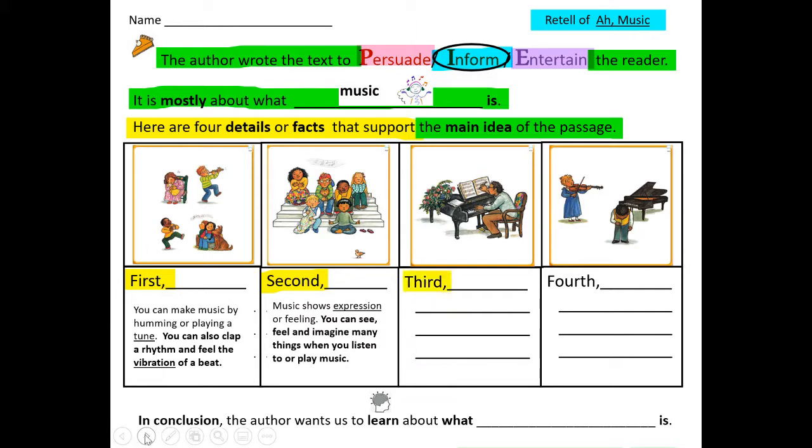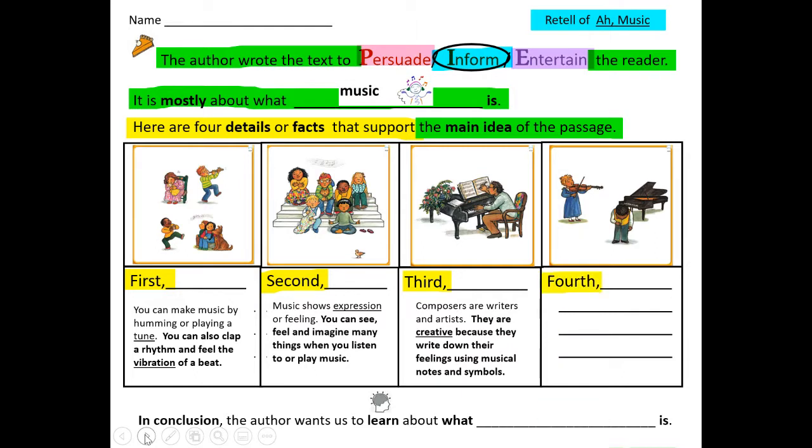Third, what do composers do? Third, a composer, third, composers are writers and artists. They are creative because they write down their feelings using musical notes and symbols. So, third, composers are writers and artists. They are creative because they write down their feelings using musical notes and symbols.